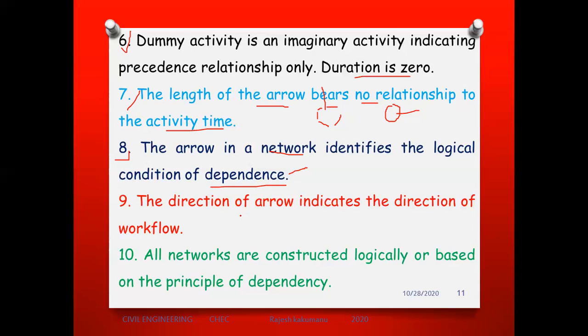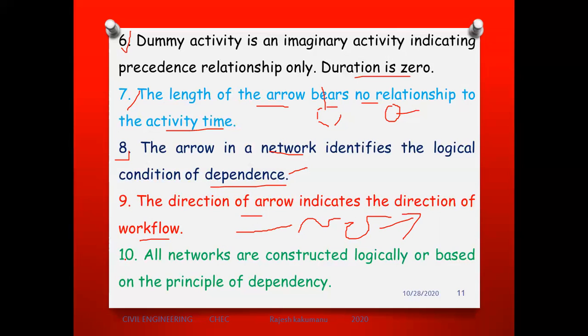Next, the direction of the arrow indicates the direction of the workflow. Okay na? So workflow అనేది ఇలా వెళ్తున్నప్పుడు కానీ ఇలా వెళ్తున్నప్పుడు కానీ whatever it is, the arrow should be shown in this forward direction only. So in any network diagram, there should not be any reverse arrow. ప్రతి arrow కూడా forward చూపిస్తూ ఉండాలి, right? That is one of the rules.